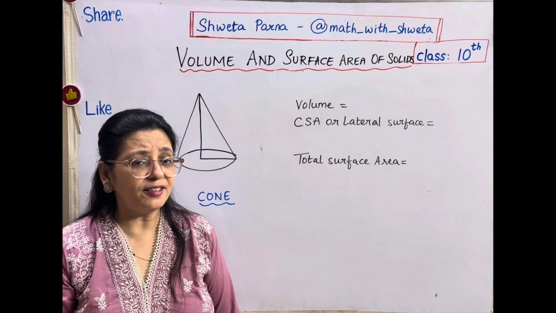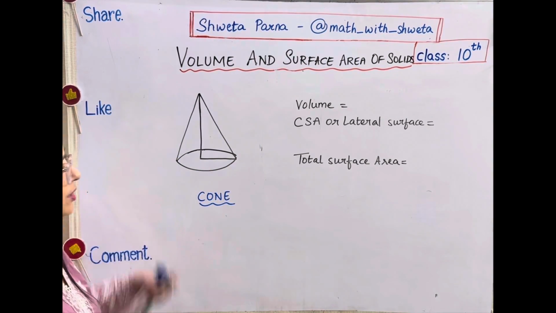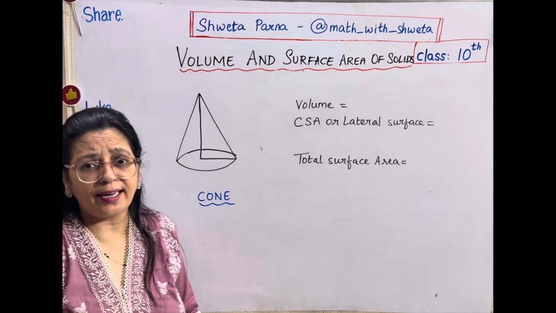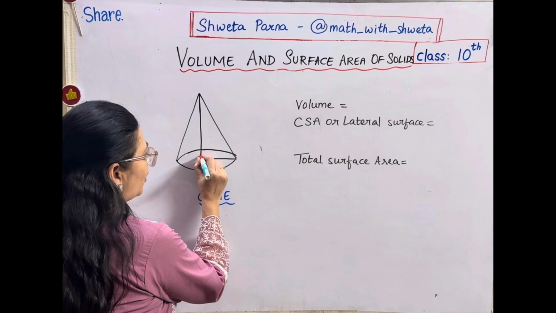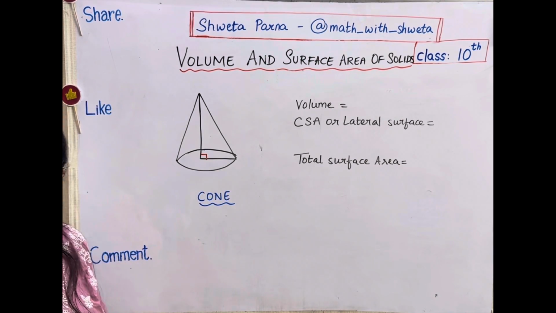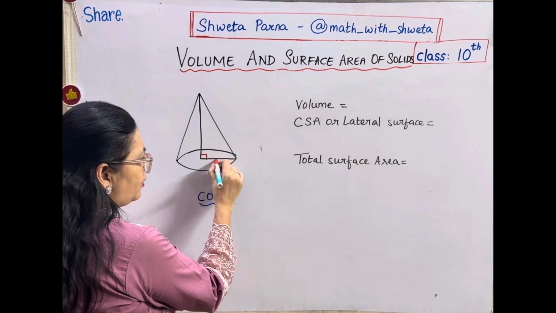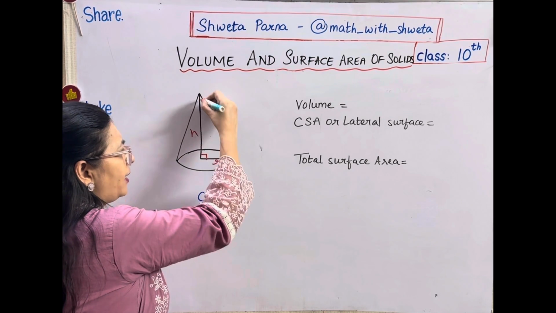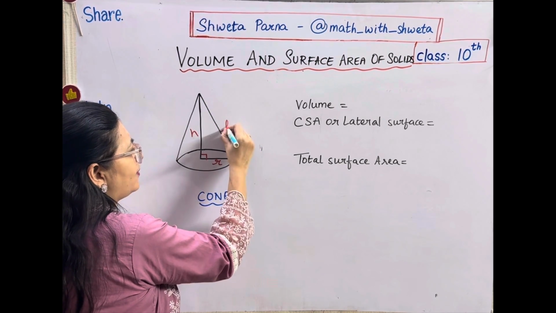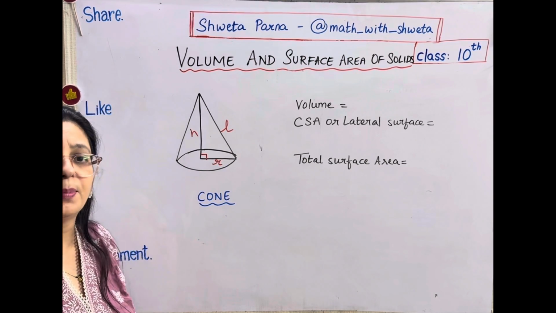Points. Let's understand what is a cone. Now, this is a diagram for a cone. It looks like a tent. It is also called a right circular cone because it forms a right angle at this point. This is the radius, which is denoted by small r. This becomes your height, and this slanting height is called the slant height, which is represented by L.